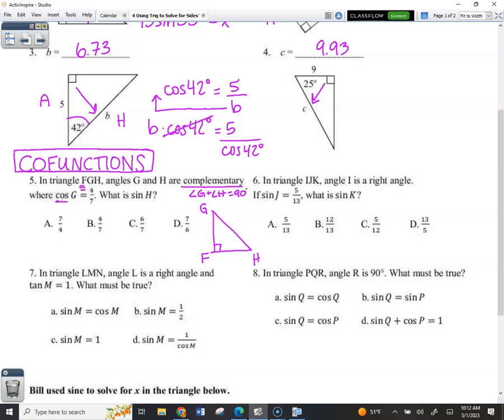Because it says cosine. What's the formula for cosine, y'all? What's the formula for cosine? So this is the adjacent and this is the hypotenuse. So go to G. Adjacent's 4. Hypotenuse is 7.